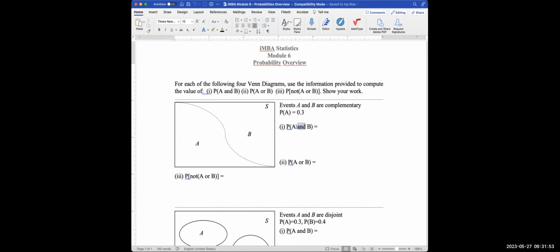And is implying that the events occur simultaneously. When events are complementary, what do we know about them occurring simultaneously? What's the chance? Zero. It's 0. So complementary events have a 0 chance of occurring simultaneously. Very good.